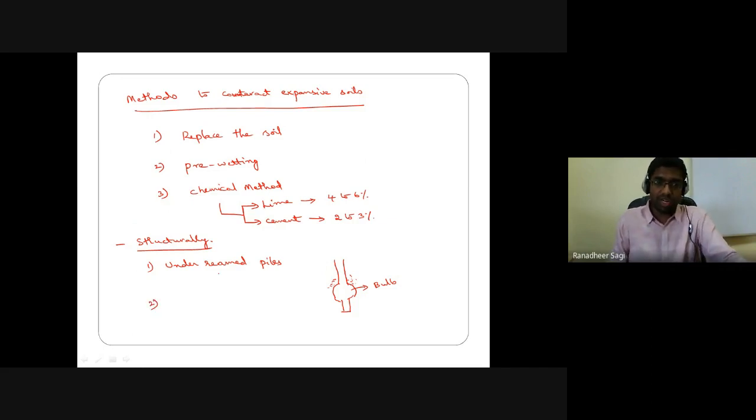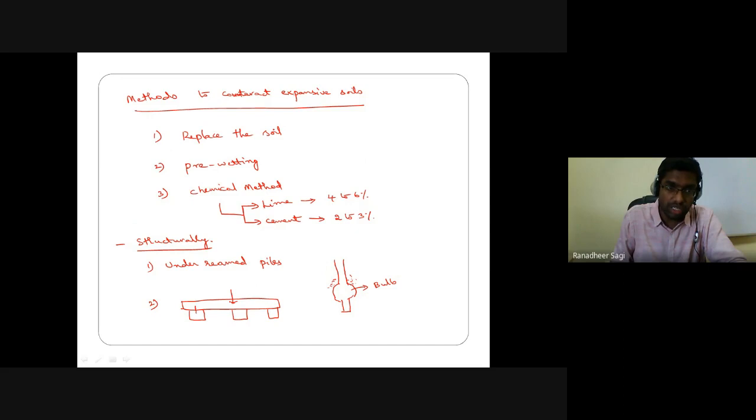And the second thing we can do is to have a foundation which is constructed like this, with inverted beams, something like this. The load coming onto this foundation gets distributed through the foundation onto the beam, and from the beam the load gets distributed onto the soil.